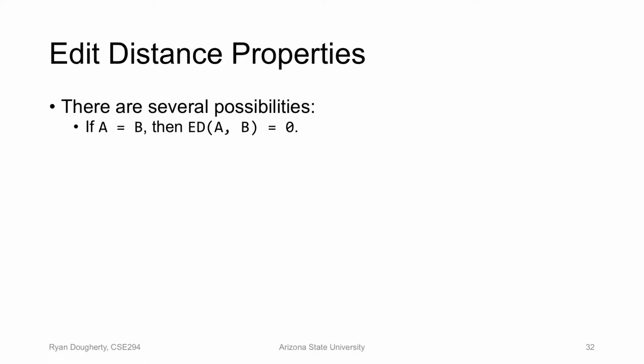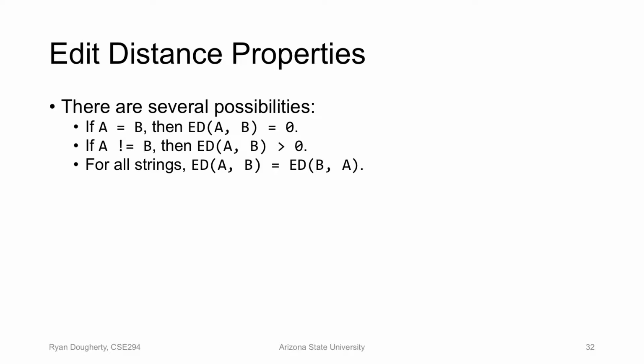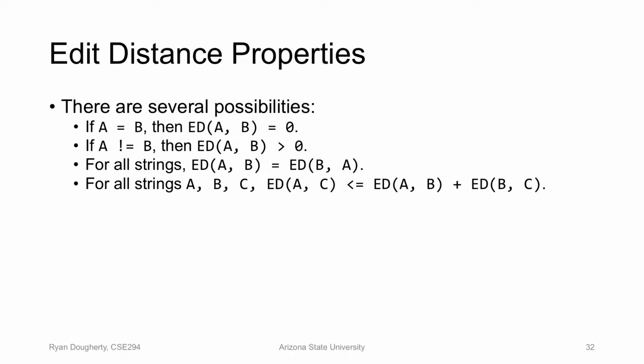If the two strings are equal, do I need to change the strings at all? No, so the edit distance is 0. I don't need to make any insertions, deletions, or substitutions. If they're not equal, then it's at least 0, because the edit distance can't be negative. That's obvious. For all strings, the edit distance from A to B is the same as from B to A, because I can just undo all the changes I did. So it's symmetric. For all strings A, B, and C, the way to get from A to C is at most going through B to C. It's just a triangle inequality.